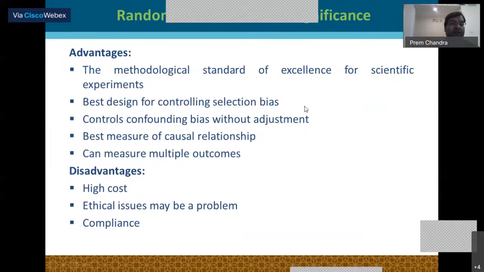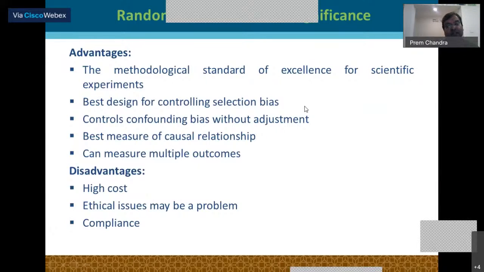And the remaining can be classified as secondary outcomes, which can also be addressed using the same RCT study. So in one study, you can address both the primary outcome and secondary outcomes. What are the certain disadvantages? It definitely involves very high cost and ethical issues.